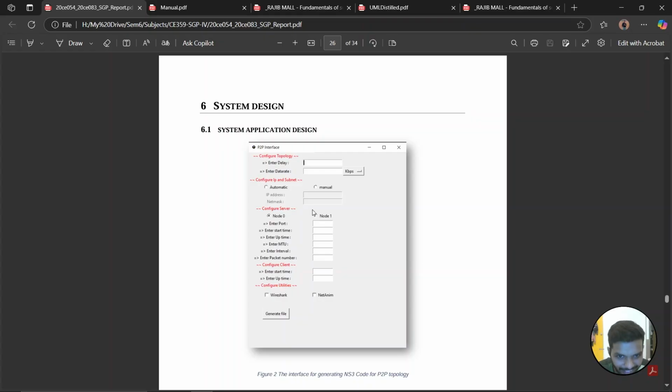Let me tell you, we just made this in one night. Where there were variable fields, we took all of those variable fields and straightforwardly gave an input field for each of them. There is one Generate File button, which when you press after filling all of the fields, you will have your code ready in your hand. And this is it. We made nothing out of this project.